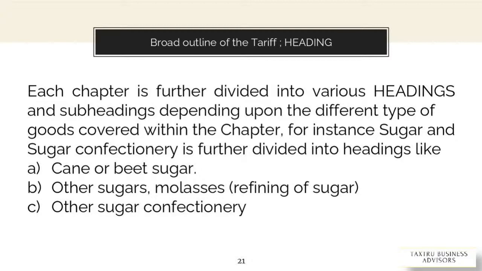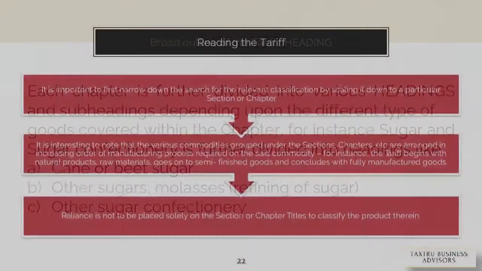Now for instance, take an example when we talk about sugar. What do you think? Sugar is obviously of many types. If there is a heading of sugar, then under it there are various headings such as cane or beet sugar, other sugars or molasses from refining of sugar, or other sugar confectionery. There might be byproducts when you manufacture sugar or any product, there might be a part of that product. So all those things are covered in the heading.